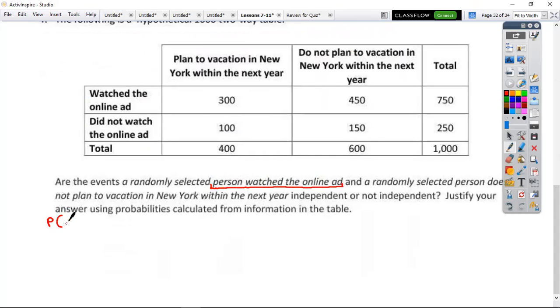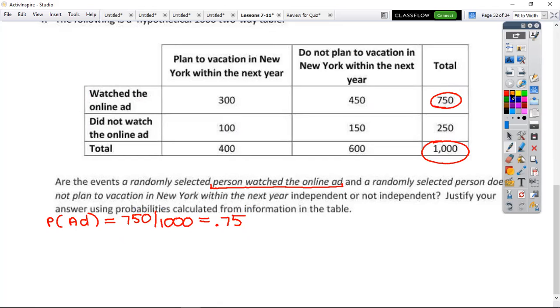Probability of ad. Please physically circle this in your table. How many watched the online ad? 750 out of 1,000. If you do little things like that, you now have a 50-50 shot of getting this right. I know that my next fraction I compare this to, just look, is either that over that or that over that. Okay? So we do this part in orange now.